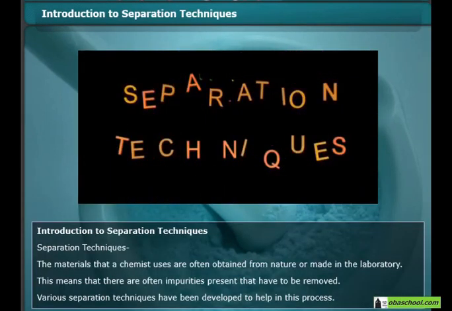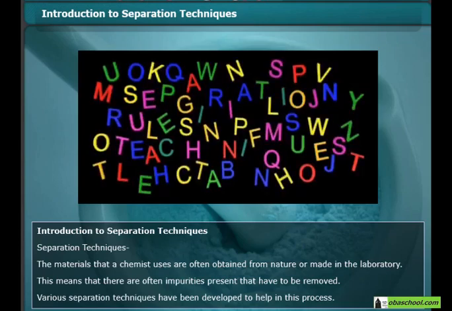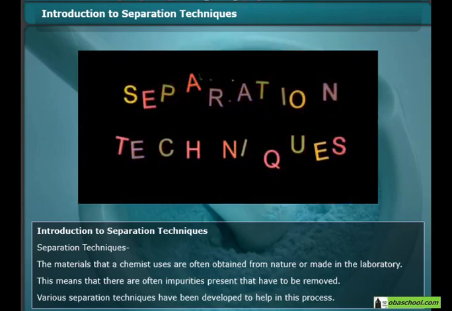Separation techniques. The materials that a chemist uses are often obtained from nature or made in the laboratory. This means that there are often impurities present that have to be removed. Various separation techniques have been developed to help in this process.